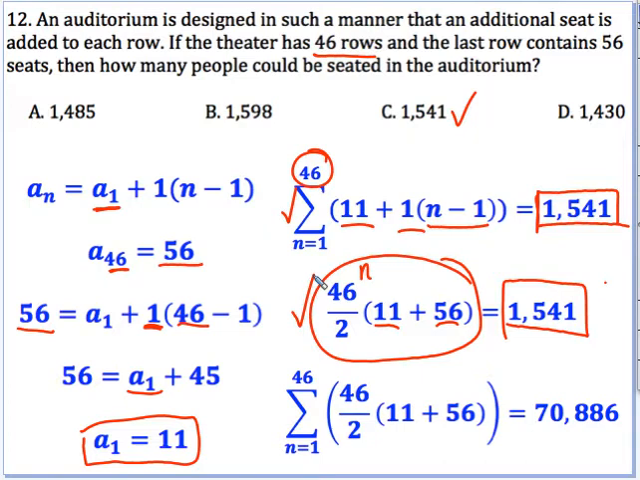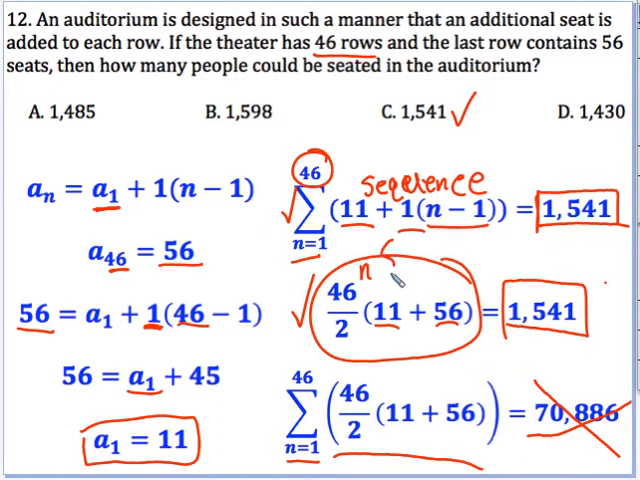But I've noticed that some of you tried to use sigma notation with the series formula. Notice you get the wrong answer there. You cannot combine those two. It's either sigma notation with your sequence formula, or it's your series formula.